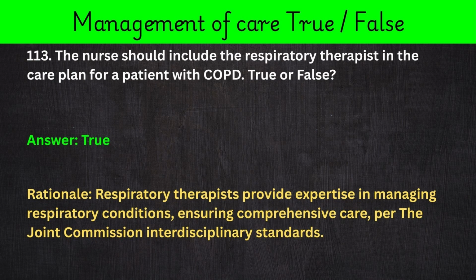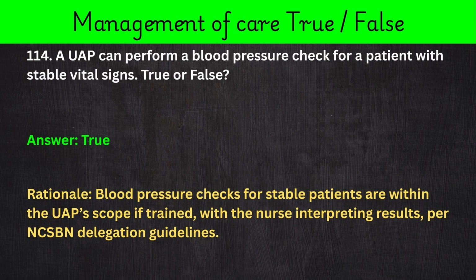113. The nurse should include the respiratory therapist in the care plan for a patient with COPD. True or false? Answer: True. Rationale. Respiratory therapists provide expertise in managing respiratory conditions, ensuring comprehensive care per the Joint Commission Interdisciplinary Standards. 114. A UAP can perform a blood pressure check for a patient with stable vital signs. True or false? Answer: True. Rationale. Blood pressure checks for stable patients are within the UAP scope if trained, with the nurse interpreting results per NCLEX-PN delegation guidelines.